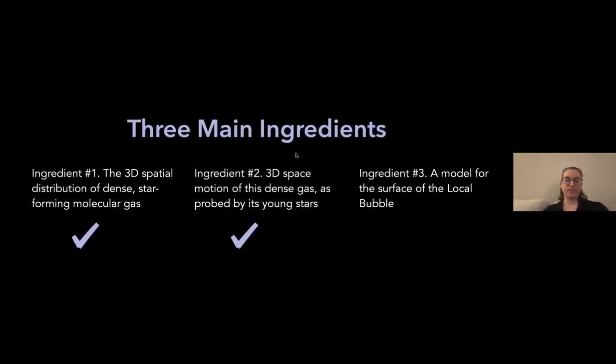Okay, so second ingredient, 3D space motion of the dense gas. We're going to use this to constrain the expansion of the bubble, and we're going to do it using the dense gas of the young stars. And then finally, we need a model for the surface of the local bubble.